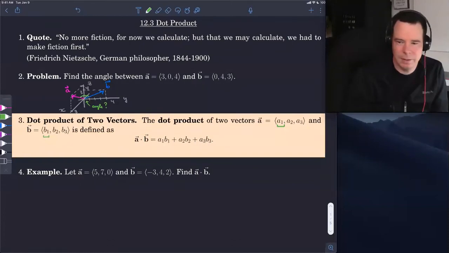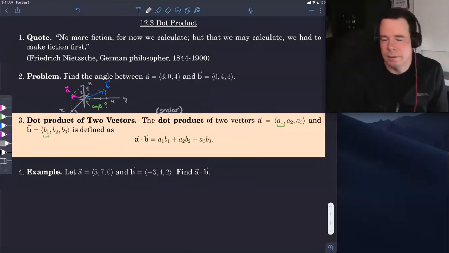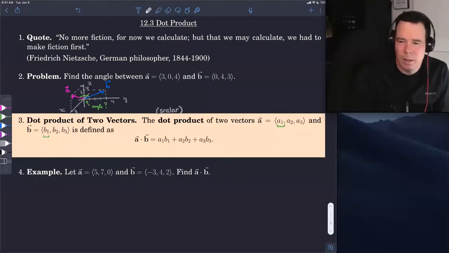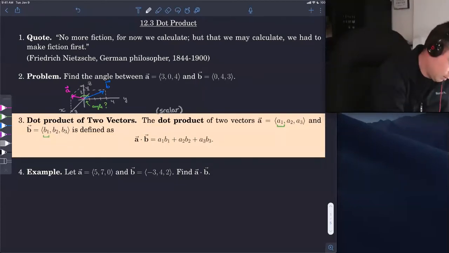It's this scalar. So this is known as the dot product, also known as a scalar product. The reason it's called a scalar product is because it takes two vectors in and produces a scalar as a result. So this is a real number out.